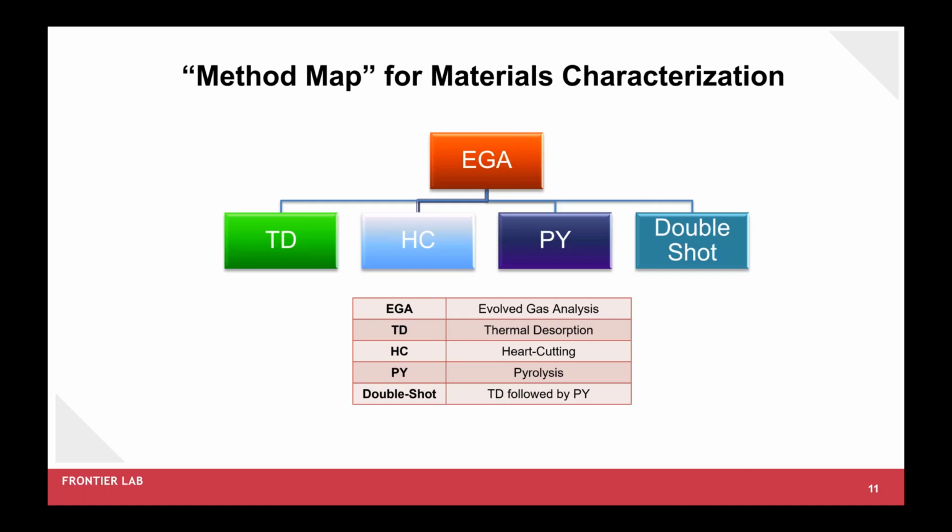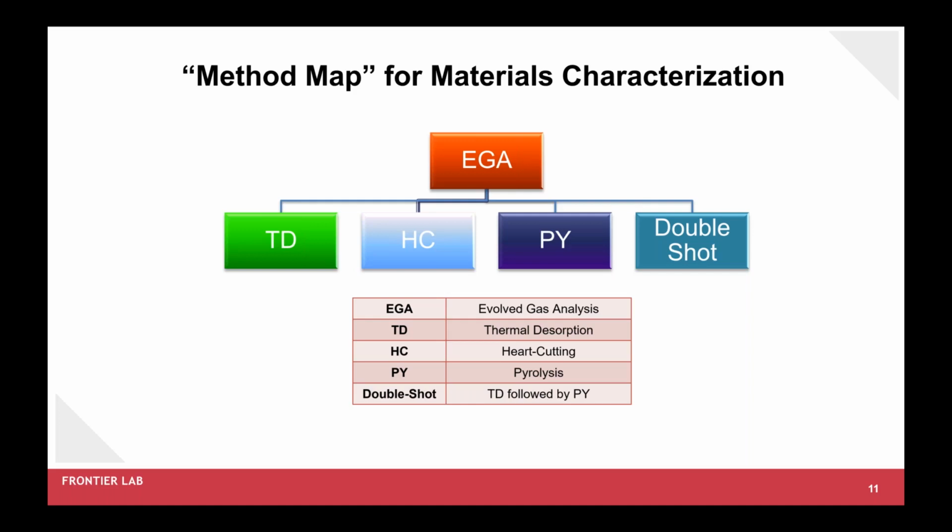Evolved gas analysis, known as EGA, is your first step, which provides a clear picture of the thermal profile of your sample. EGA is a thermal analysis very similar to TGA, a thermogravimetric analysis. But with EGA-MS, you can identify the chemical composition of the evolved gases at different temperatures.